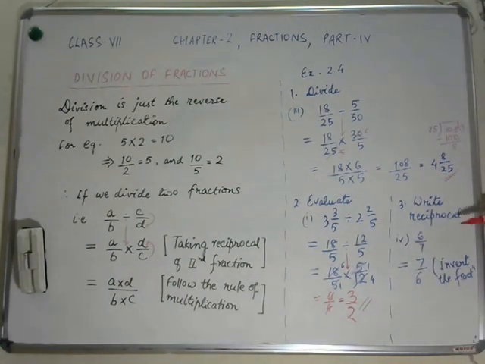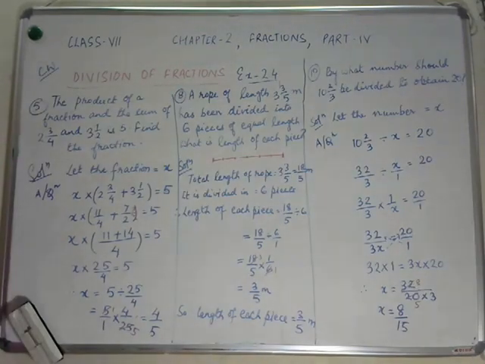Okay, one more is there. You have to write the reciprocal of the given fraction that we have already studied. Reciprocal means we will simply invert the number. So the fraction was given as 6 by 7. So its reciprocal will be 7 by 6. Let us see some more examples.